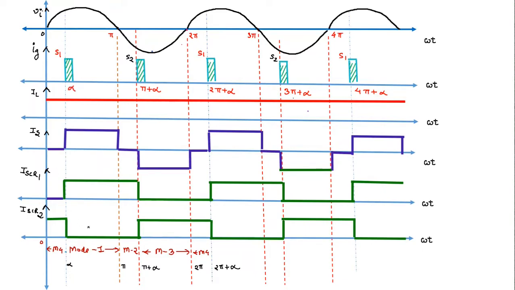Now first we will take the mode number 1. This mode number 1 goes from omega t is equal to alpha to omega t is equal to pi. So at omega t is equal to alpha, triggering pulse is given to SCR1. So during the positive half cycle of the AC input signal, what happens at omega t is equal to alpha? The SCR1 is triggered to drive it in the on condition. So SCR1 goes into the on condition and diode D1 will go into the on condition. So in this first mode of operation, S1 is on and D1 is on.